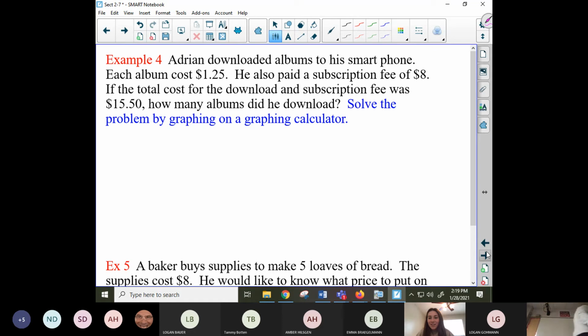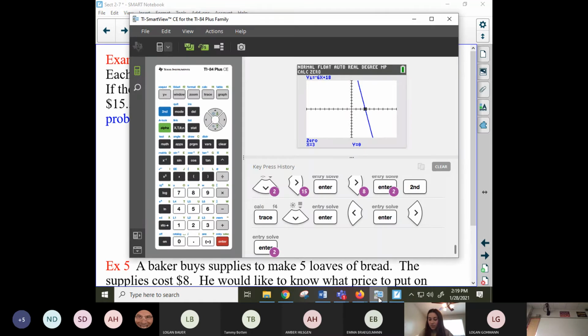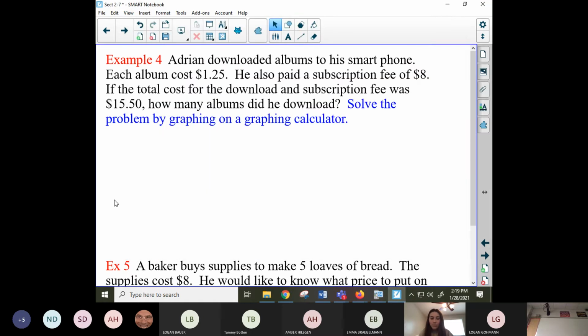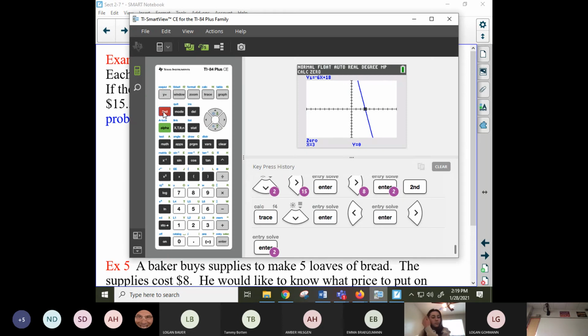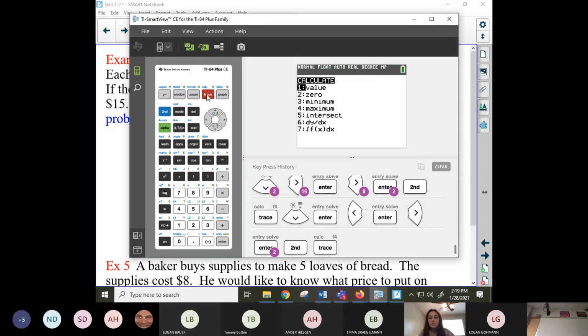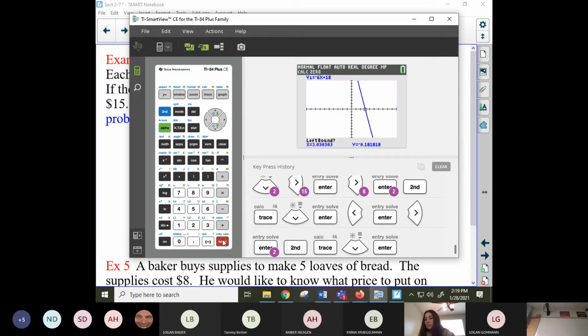Okay, let's go back. If I pick this up, put my calculator here, and go to second trace down to number 2, I'd start over. Go second trace down to number 2, hit enter. And here's what I mean. You always have to choose a point to the left of the x-intercept first.